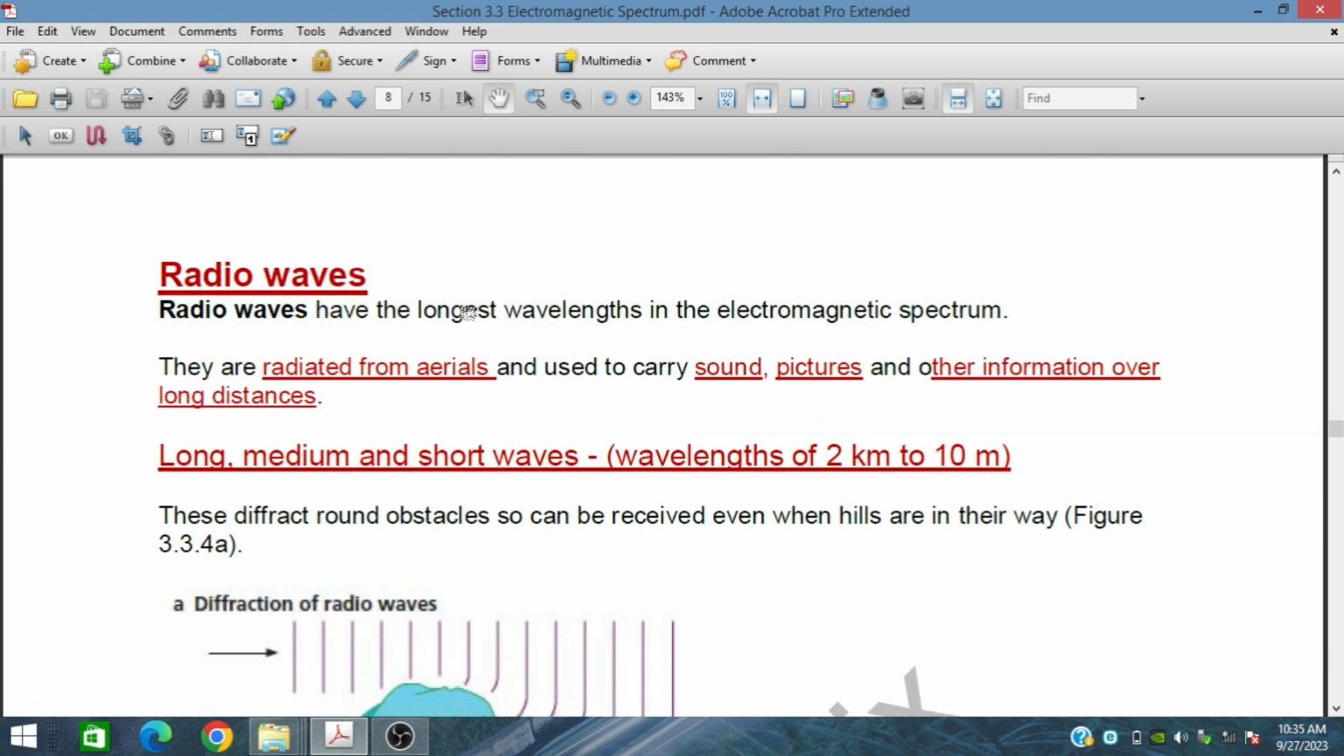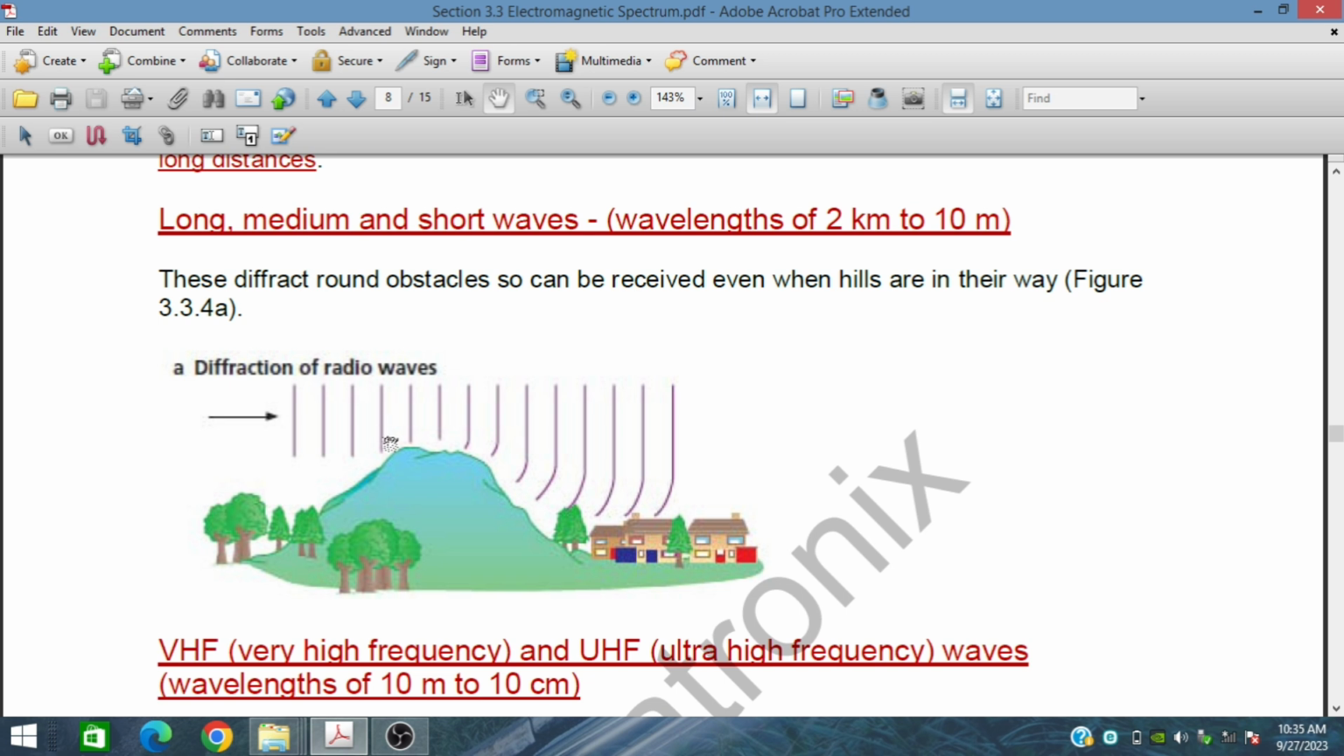Similarly, radio waves have the longest wavelength in the electromagnetic spectrum. They are radiated from aerials to carry sound, pictures, and other information over long distances. And at this point, some diffraction occurs. This bending is because of the hindrance of these edges.